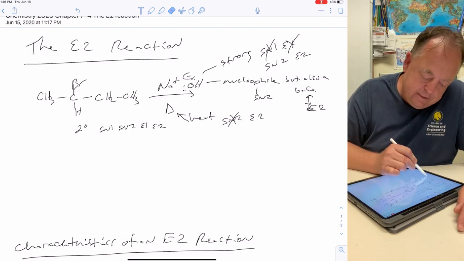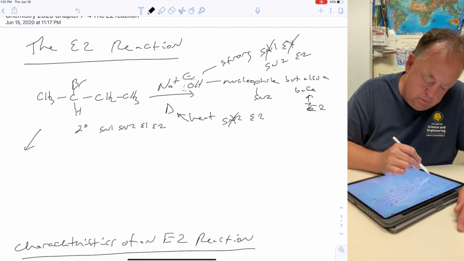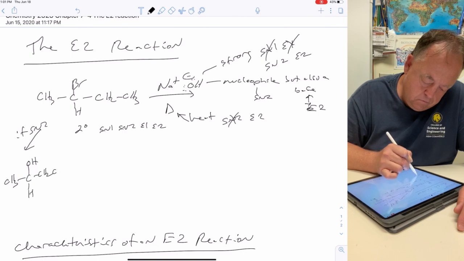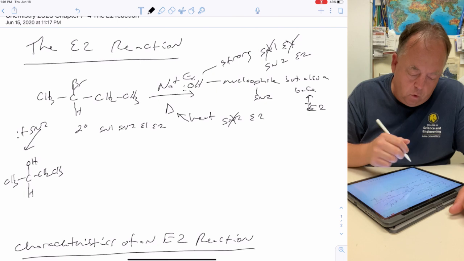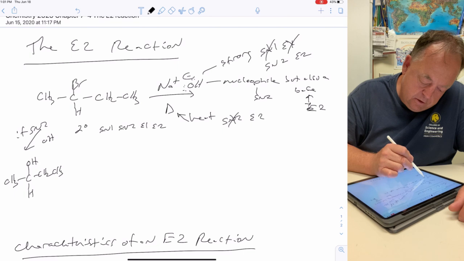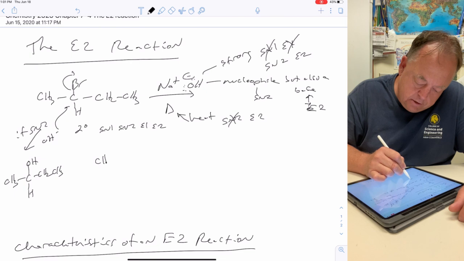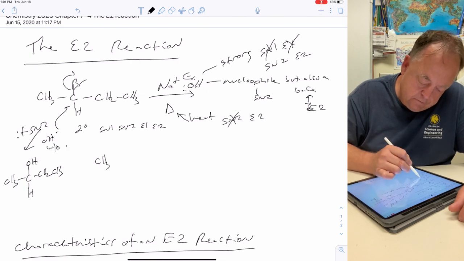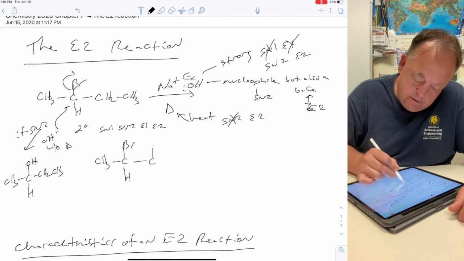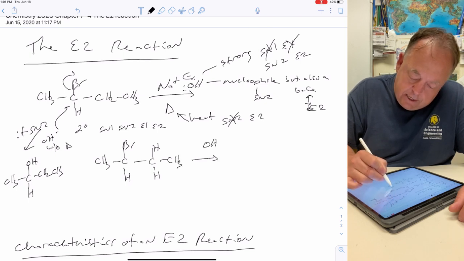So if this did an SN2, then your product would be that, where the OH just substitutes for the bromine. If it did an SN2, then that would come here and kick that off. So this would be without heat. If you have heat though, then what's going to happen instead is the hydroxide is going to act as a base.